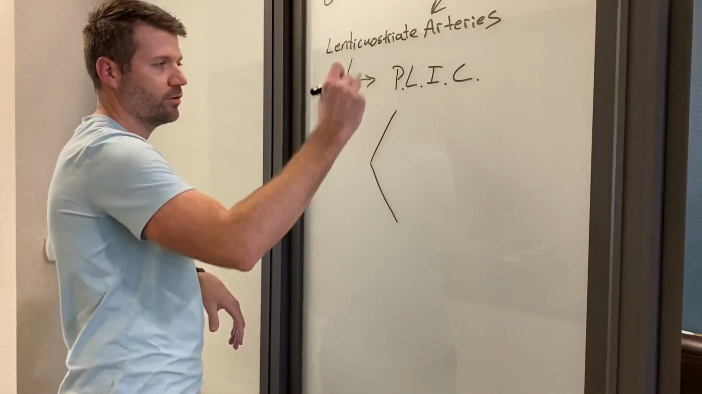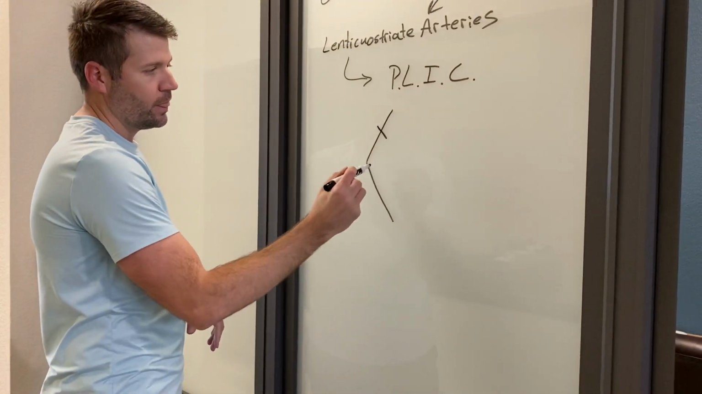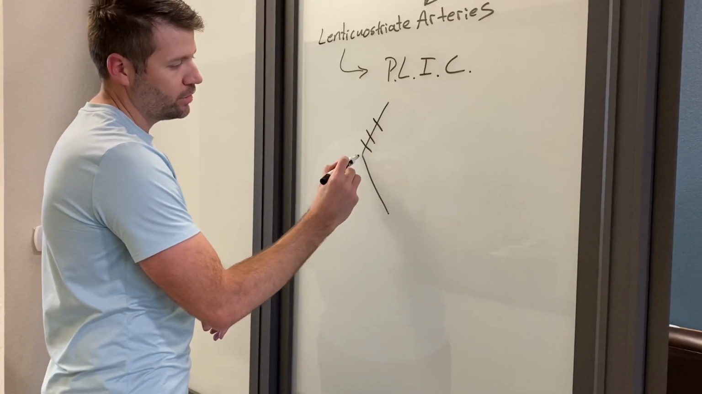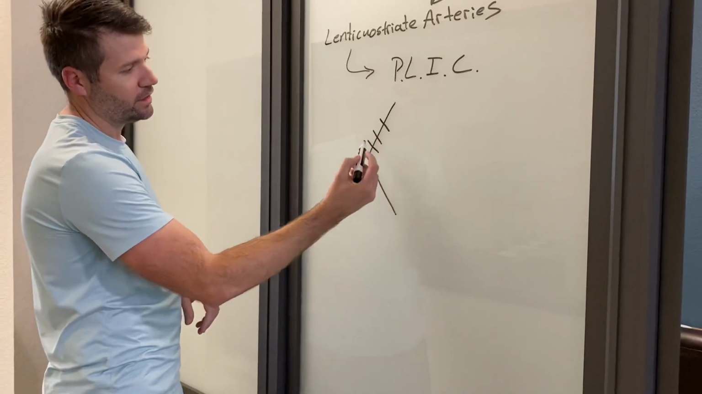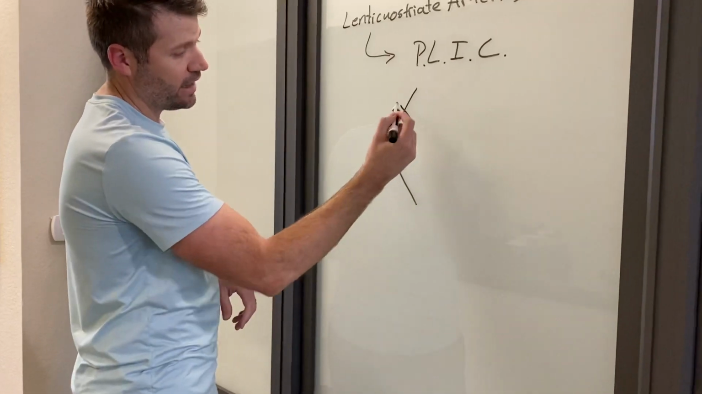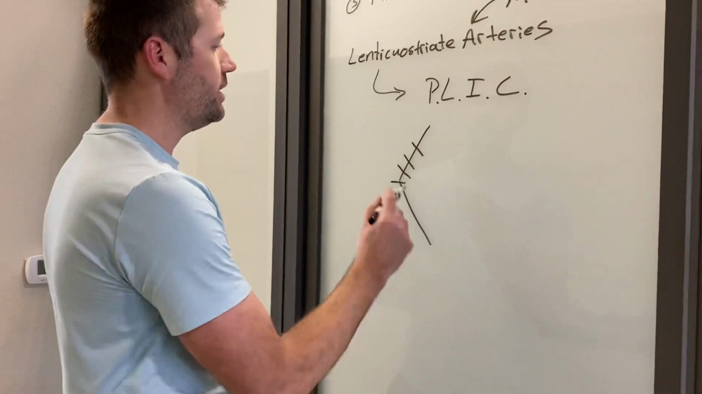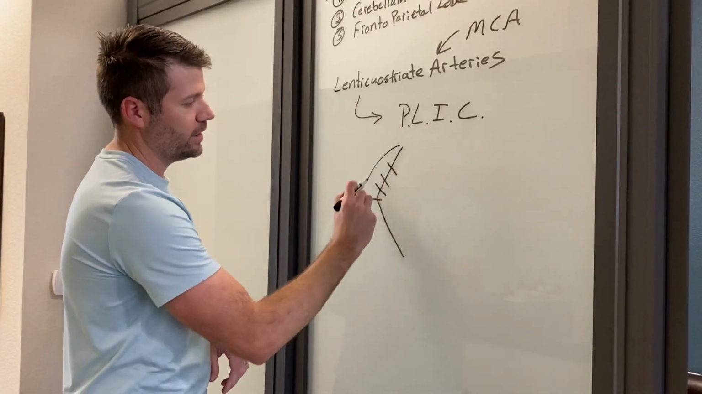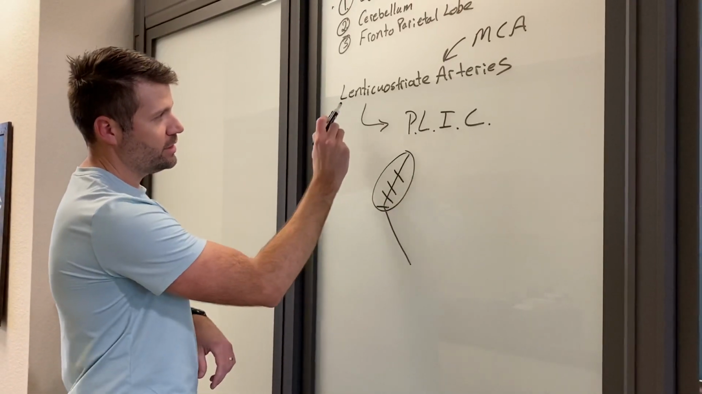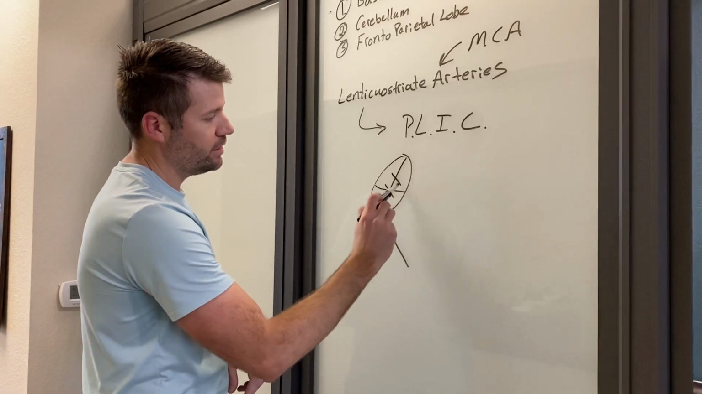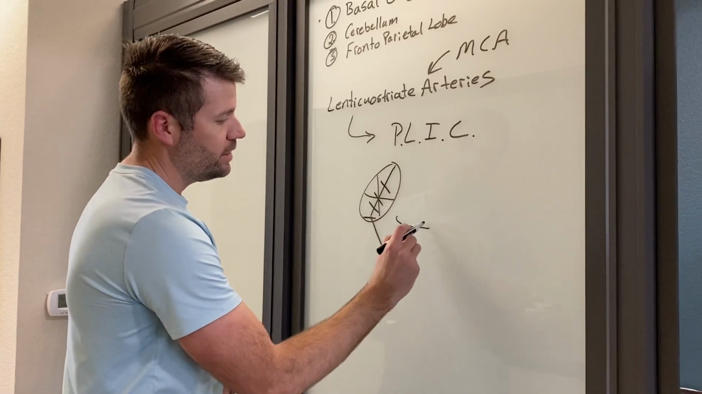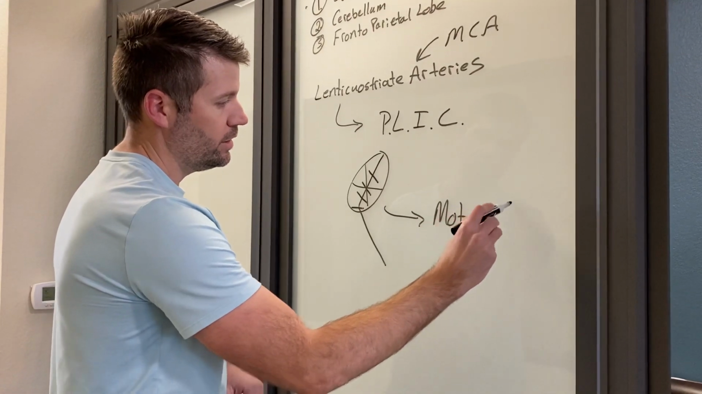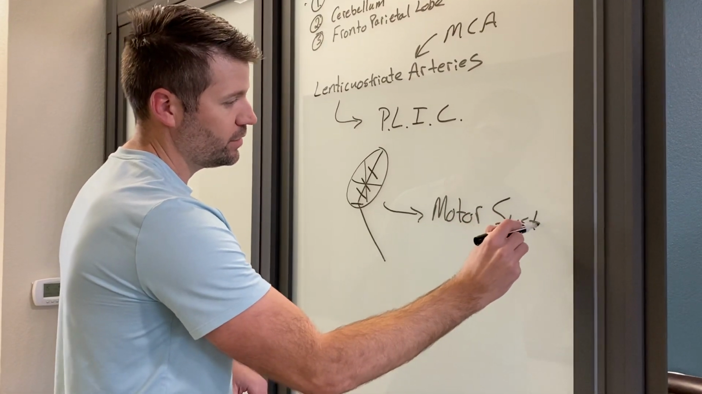So motor for our legs, motor for our trunk, motor for our arms, and motor for our face, and it's laid out like that from back to front in the internal capsule. And so as these fibers are coming through this posterior limb of the internal capsule right here, which these arteries are supplying, if this area is damaged more, this creates more of a motor problem, right? So this really damages our motor systems.